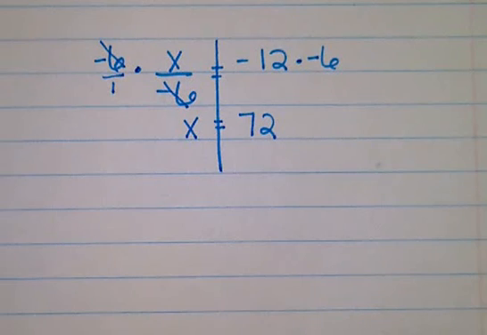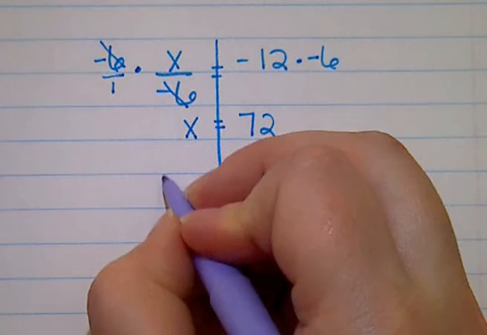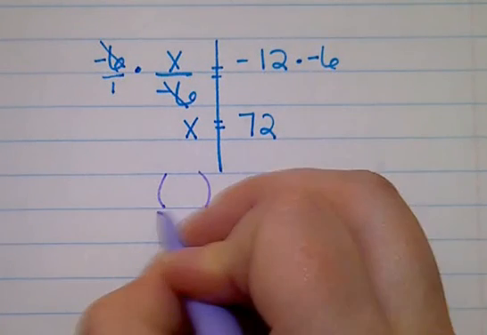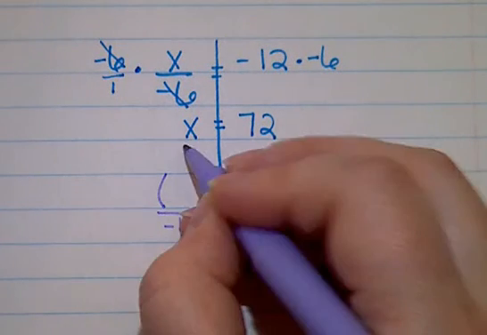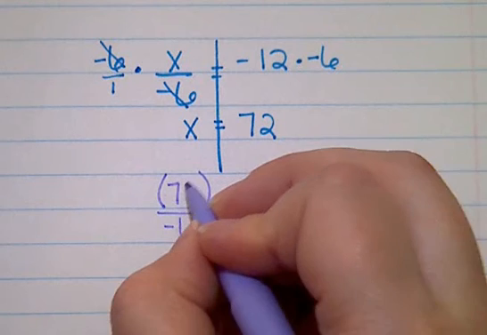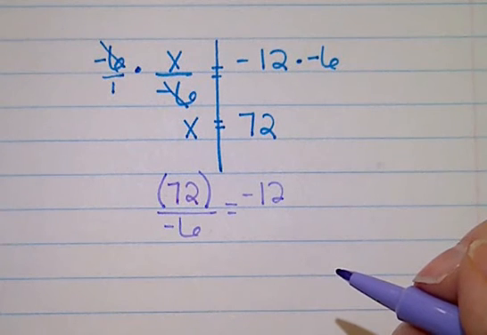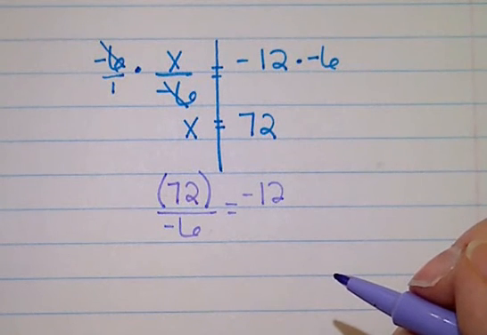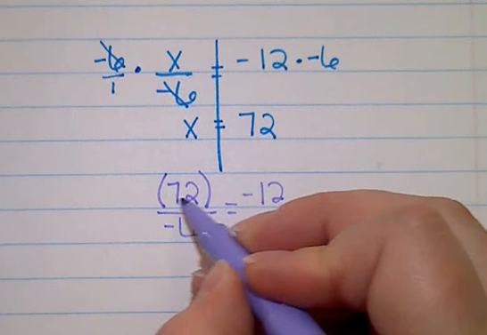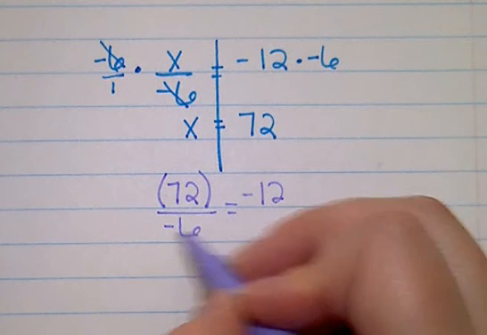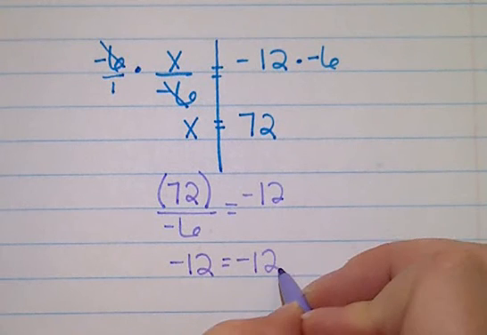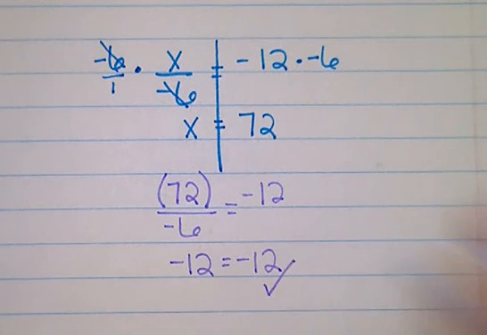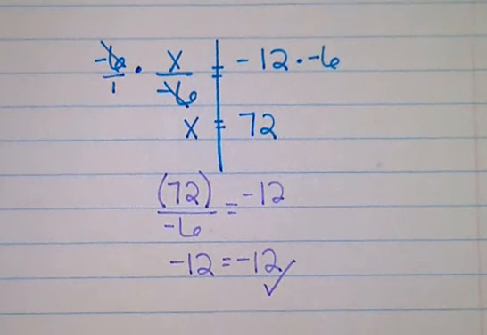Let's check our answer. I am going to write the equation using parentheses instead of my variable. And I think that x is a 72, so I'm going to substitute that 72 in the parentheses instead of the x. When I put this in the calculator, 72 divided by a negative 6 does give me a negative 12. And negative 12 does equal negative 12, meaning this is also done correctly. Let's look at one more.